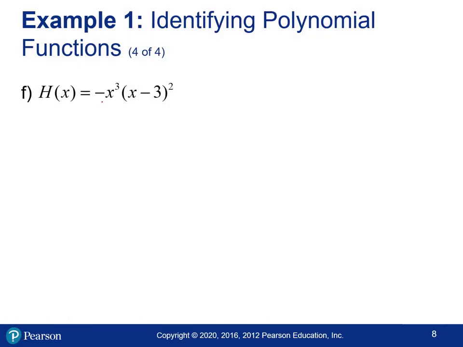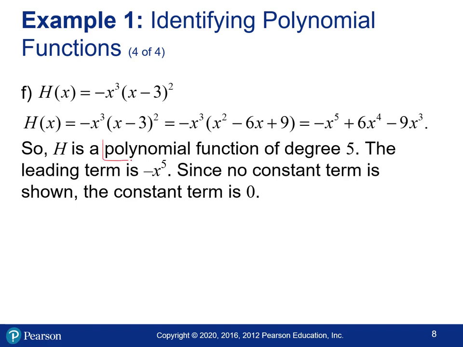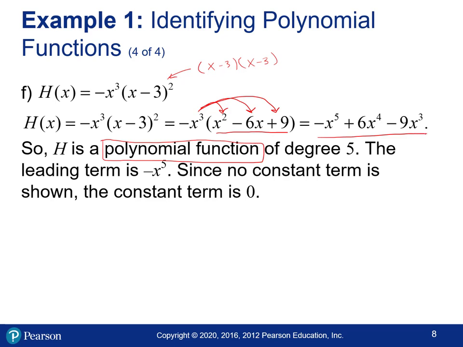Okay, one more here. H of x equals negative x cubed times x minus 3 quantity squared. This one is a polynomial function, and how you could actually tell is if you multiply this out. So you'd have to FOIL this first. You would rewrite this part as x minus 3 times itself. You would multiply or FOIL that out, and you would get x squared minus 6x plus 9. And then you would distribute this negative x cubed to all of these terms, and that's why you get negative x to the 5th plus 6x to the 4th minus 9x cubed.